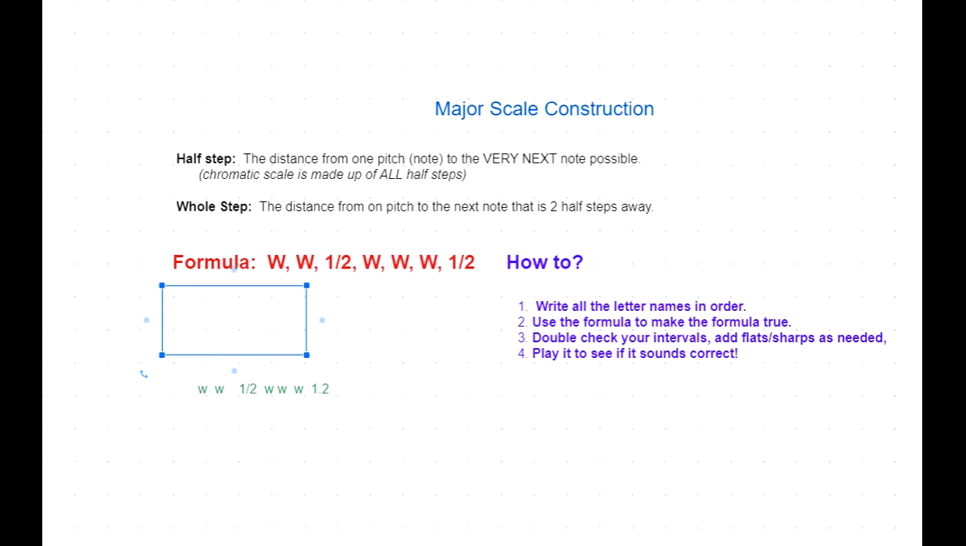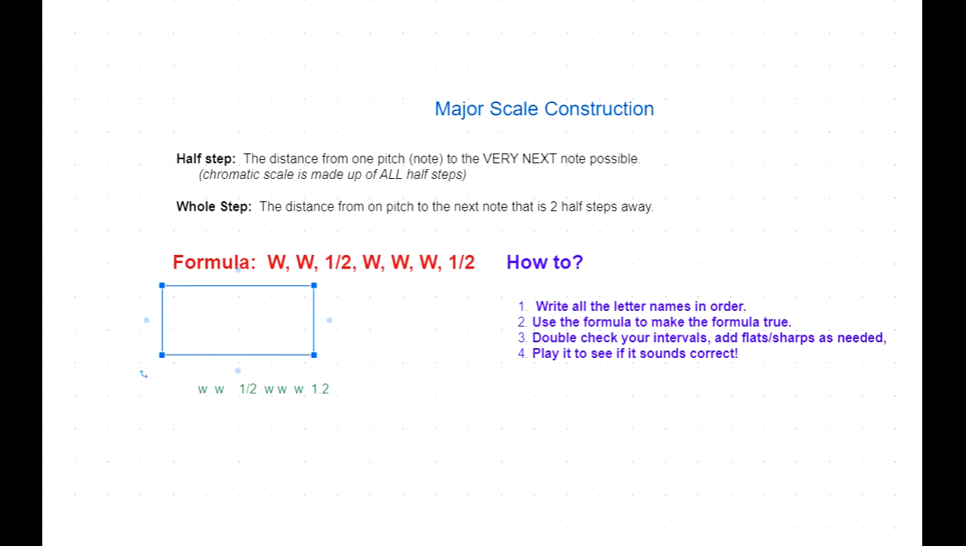From E to F, we need a whole step according to our formula. Is E to F a whole step? It is not, because there's nothing in between that. So we have to change something to make it a whole step. We need to make that interval larger. So we're going to raise that F to F sharp. Now from E to F sharp is a whole step because we have F natural in the middle. So that makes that second part of the formula true, and we're good.